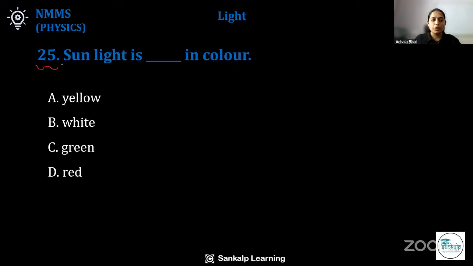Let us see question number 25 of NMMS Physics chapter Light. Sunlight is dash in color. What is the color of sunlight? A, yellow. B, white. C, green. D, red. Which one is correct? Yes, sunlight is white. B is correct.